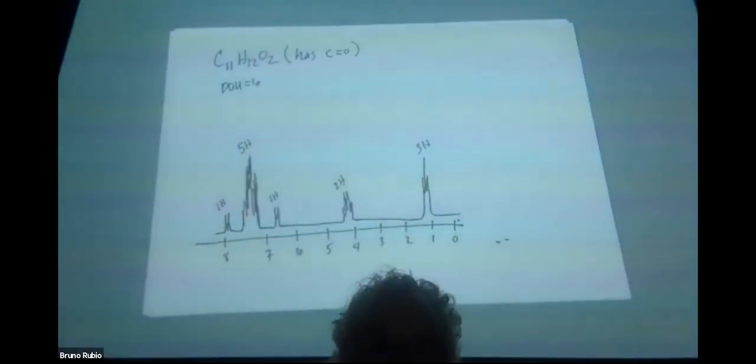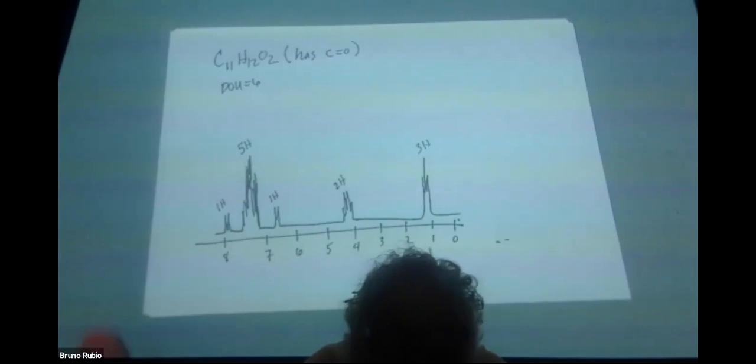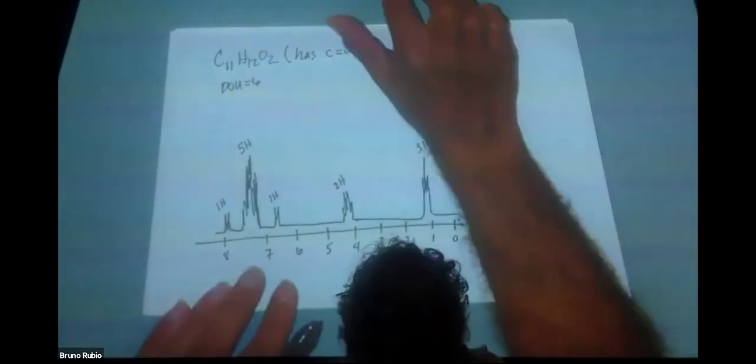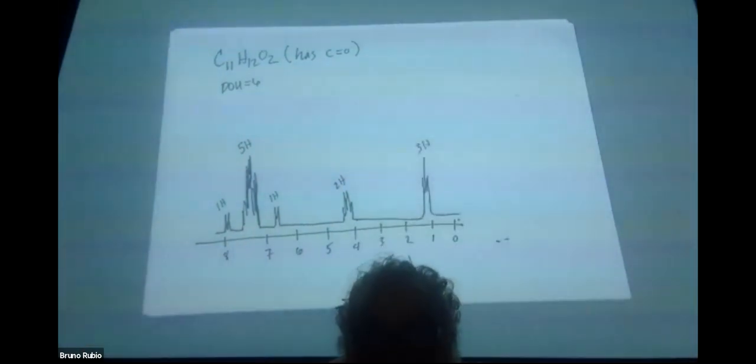Wow, that's a lot. But anytime you have 4 or more DOUs, what are you hoping and praying for? Tell me in the chat. This has 6 DOUs, but I'm giving you this little clue here that anytime you have 4 or more DOUs, what are you hoping and praying for? 4 or more DOUs. What are you hoping that that structure has?